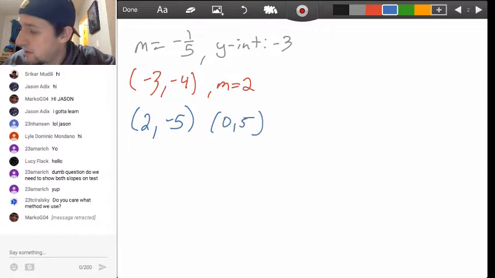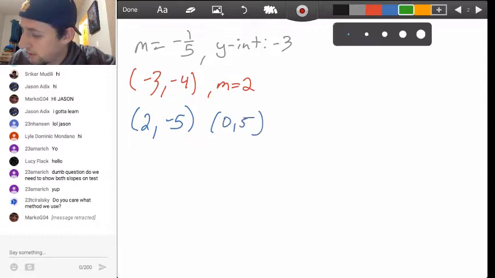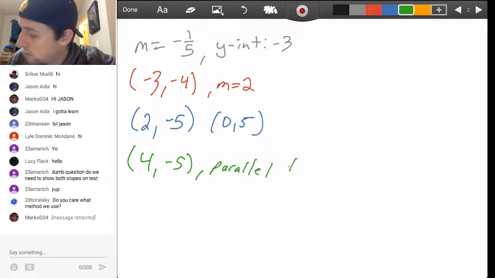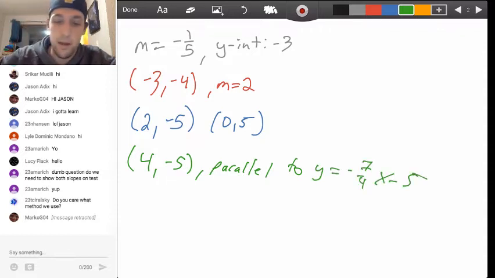And in the last one, which is a lot easier than it looks, I think, you're given that it goes through a very specific point, and that it is parallel to y equals -7/4 x minus 5. Okay, so let's write an equation for each of these.